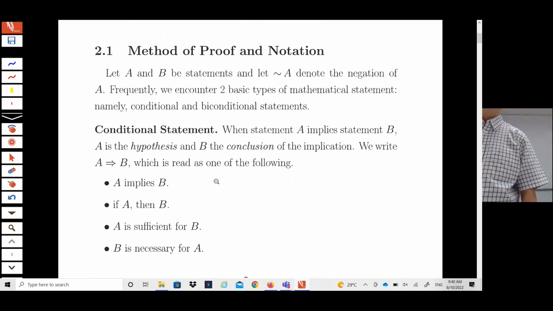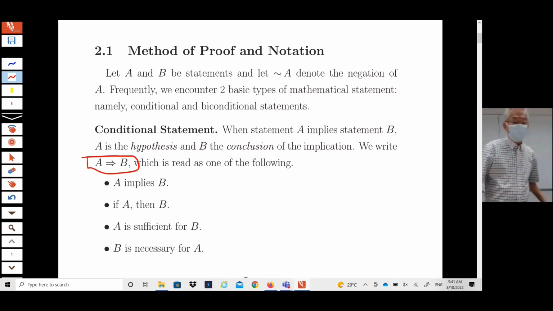There are a few types of mathematical statements. Okay, and first of all, the first type is the conditional statement. For the conditional statement, this is the notation we use. We use the right arrow, where A and B are statements, right? When we write A right arrow B, we read A implies B, or if A, then B.